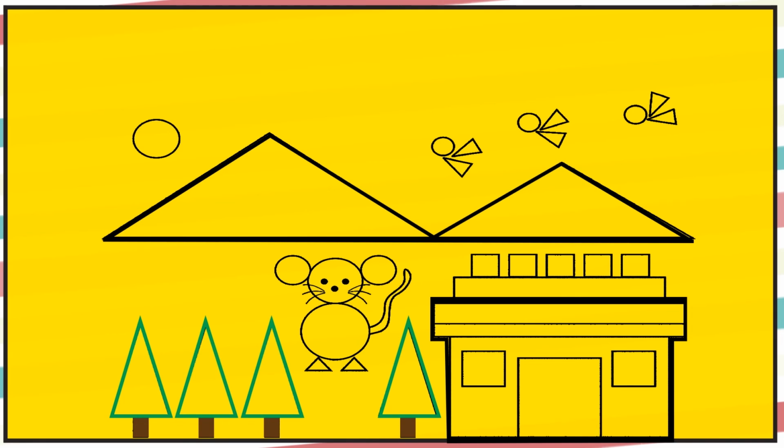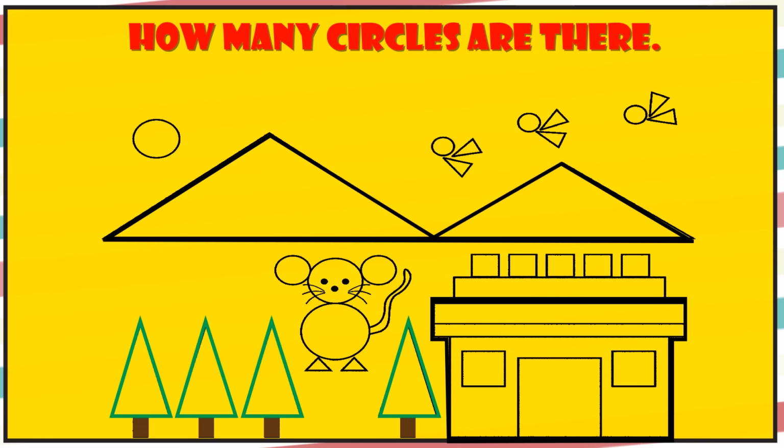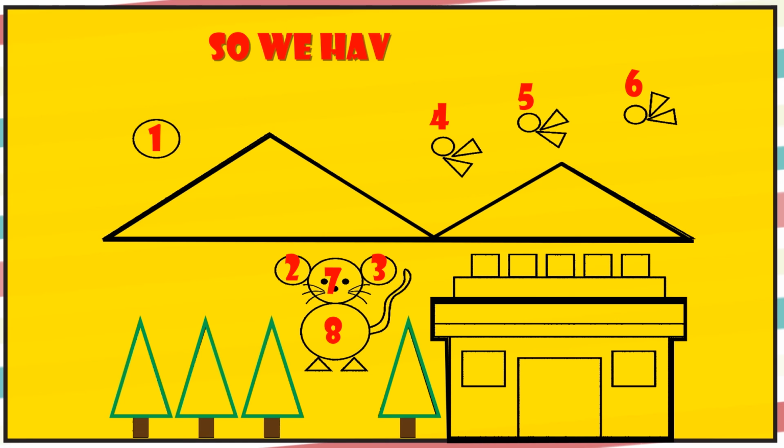So what is next left? How many circles are there? Let's count. 1, 2, 3, 4, 5, 6, 7, 8. So we have 8 circles.